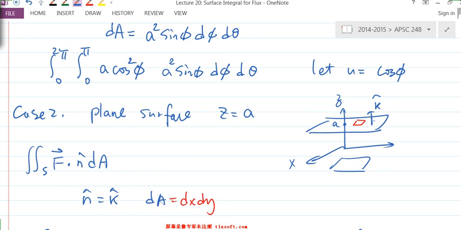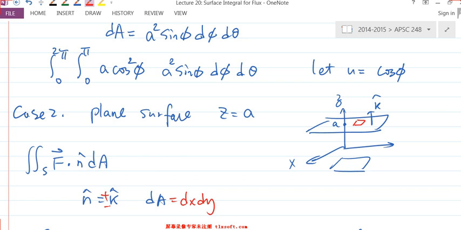Negative k hat, right? So you do have two options, and the two options actually make a lot of difference. One person will ask: how much of this quantity will pass through this surface in the positive z direction? And the other will ask: how much of the quantity will pass in the negative direction? Of course, you can see the opposite values here.